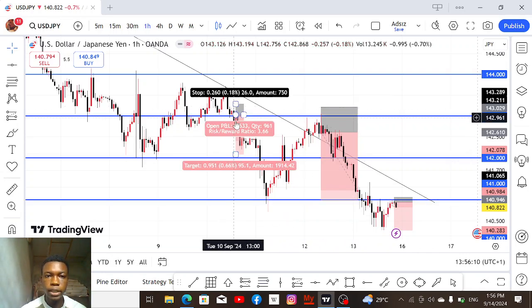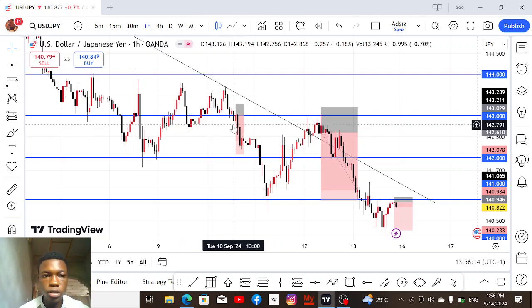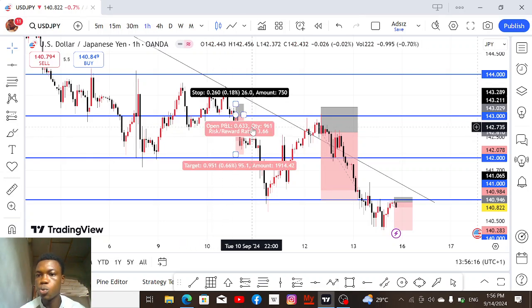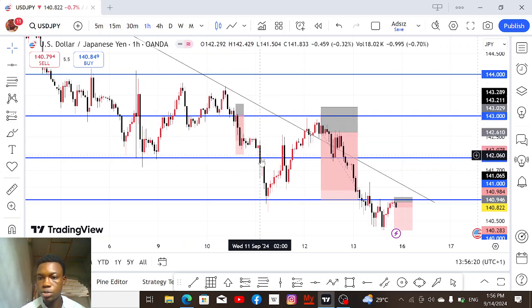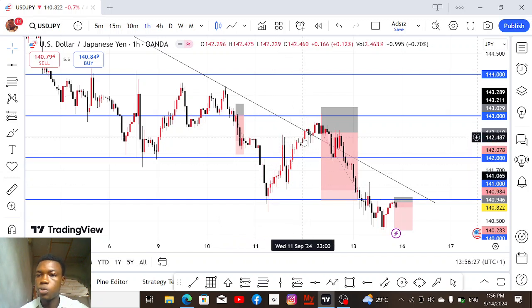Upon breaking down this trend, you can see that there is a psychological level here, which is 143,000. Upon getting to 140, we have a retest to this 143 again, and we were given a kind of head and shoulders pattern. If you look at it, let me draw it for you guys.